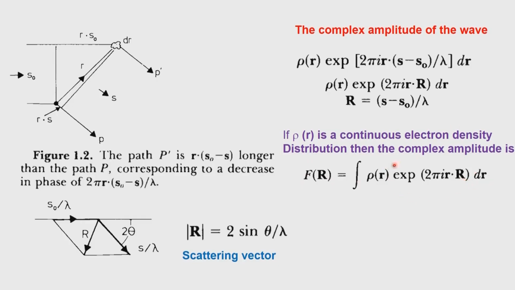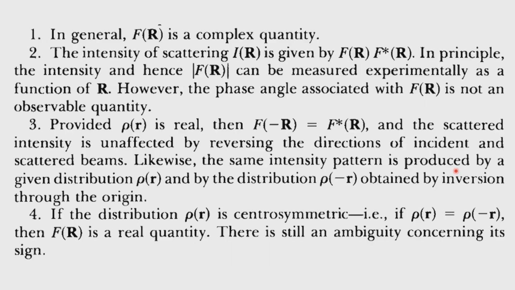And this is the modification which gets introduced in rho of r d of r due to the fact that the atoms are located at different positions inside the unit cell. So you will get different phase changes causing these so-called path differences, which are represented by the scattering vector r. So r is s minus s naught by lambda, and we get f of r equal to this quantity. Let us go to the next slide and find out the properties of f of r.